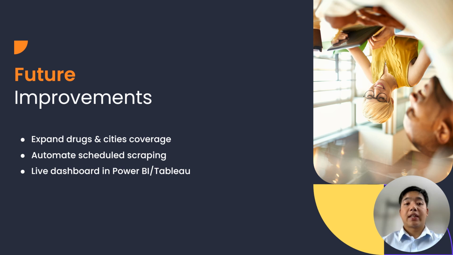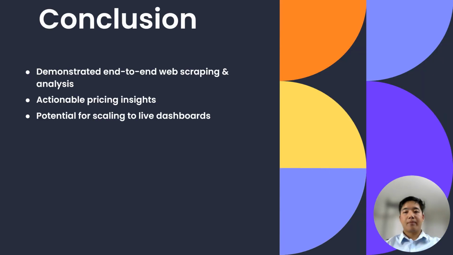So the steps that can be taken for future improvements are, if I were to expand this project, I would scrape more drugs and cities to get a larger dataset. I would also automate the process to run on a schedule so the data stays up to date frequently. Finally, I would like to connect this to a live dashboard in Power BI or Tableau, allowing users to filter by city, drug, or pharmacy in real time.